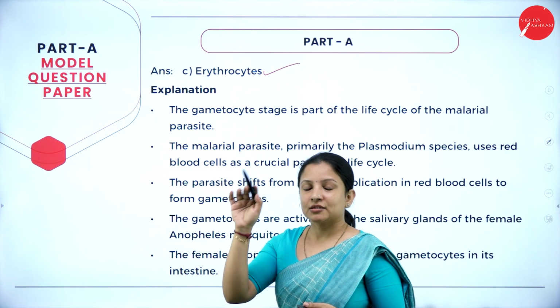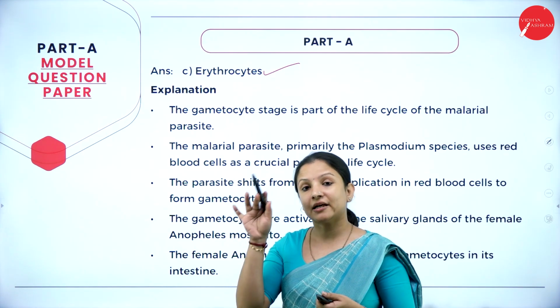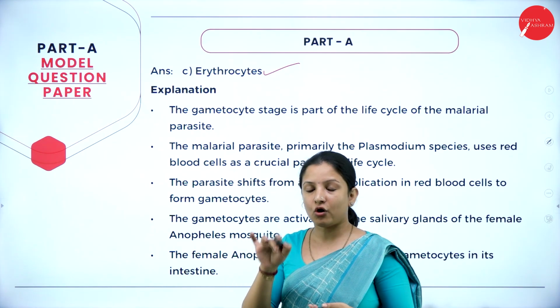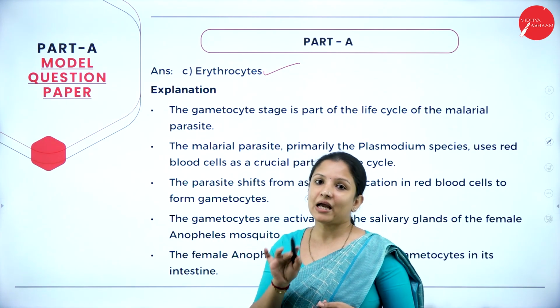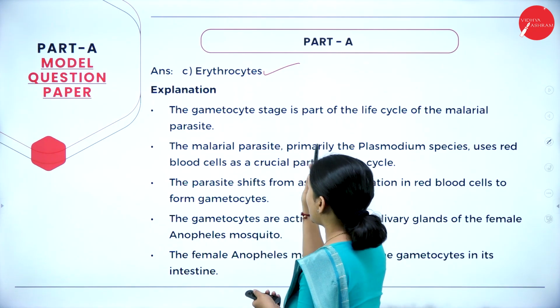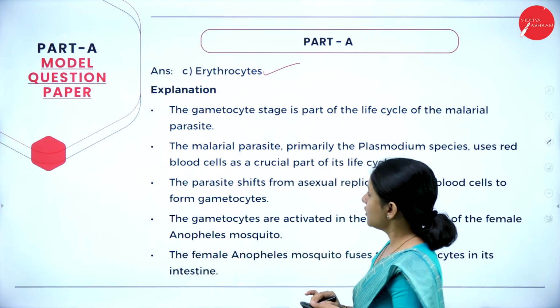First they will attack the liver cells. From the liver cells, they will move into the RBCs. In the RBCs, which are also called erythrocytes, the male and the female gametocytes are produced. Therefore, the answer is erythrocytes. The explanation is given here for that.